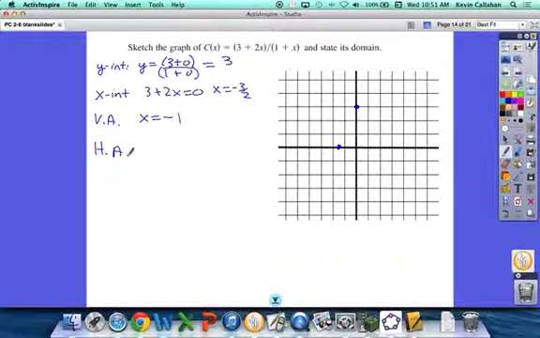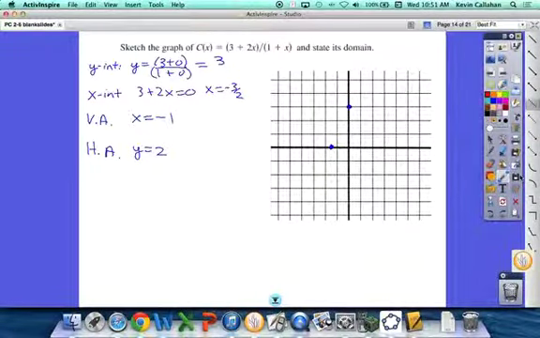Horizontal asymptote. What's going to be the horizontal asymptote? The degree of the numerator and denominator are equal, right? So it's going to be y equals 2 over 1. Don't look at the 3 over 1 because that's not the highest degree term. Look at the 2 over 1. So that'll be y equals 2. So let's sketch those in. It's red and dashed. X equals negative 1 is here. And y equals 2 is here.